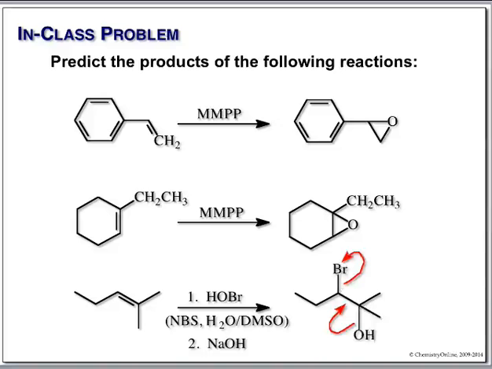Step one again, we make the halohydrin. Markovnikov regiochemistry relative to the hydroxyl group. Then the internal SN2 reaction to give the product, because bromine's going to leave. Going back here, electrophilic carbon, nucleophile, leaving group. Three things to think about always in an SN2 reaction.